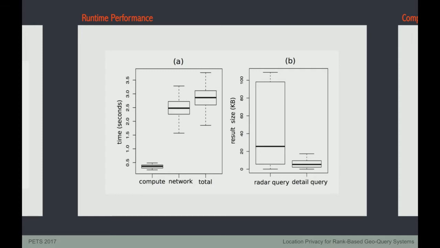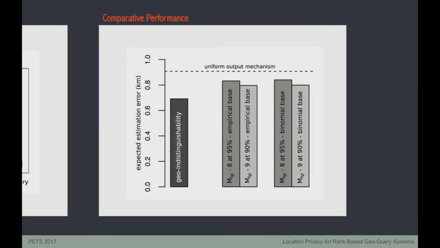A quick note on the timings, because there's local computation involved. Overall, the whole process takes around 2.5 to 3 seconds for a query. Again, if you just do a regular query, it's going to take somewhere around 2.5 seconds anyway. I'll leave out this part. This is mostly a comparative study that we did with Geo Indistinguishability.